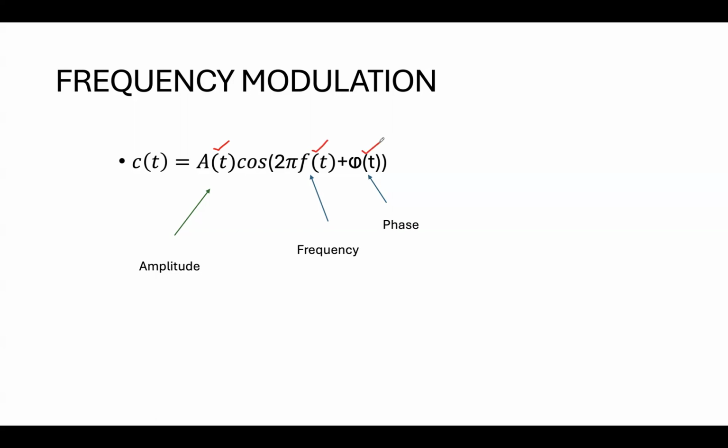So, in amplitude modulation, the carrier's amplitude will vary with respect to the amplitude of the message signal. In case of frequency modulation, the frequency of the carrier will vary with respect to the amplitude of the message signal. And in case of phase, the phase of the carrier will vary.